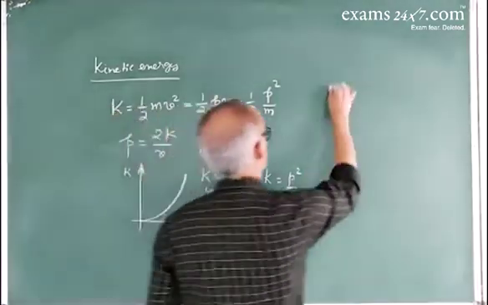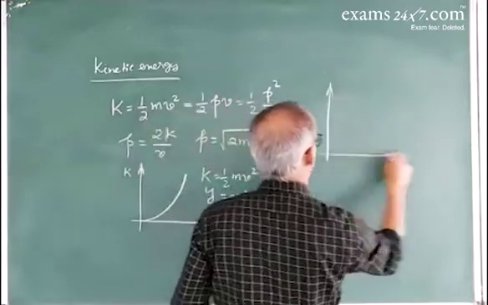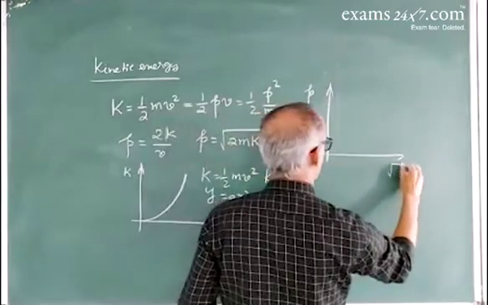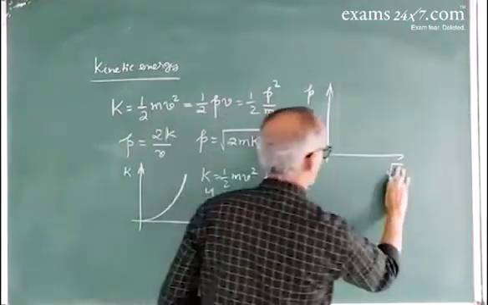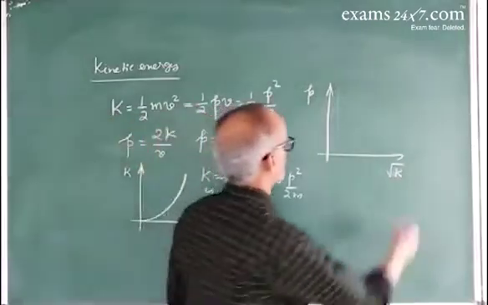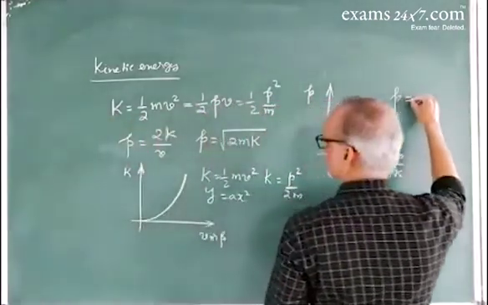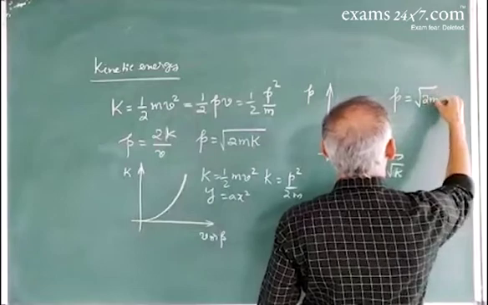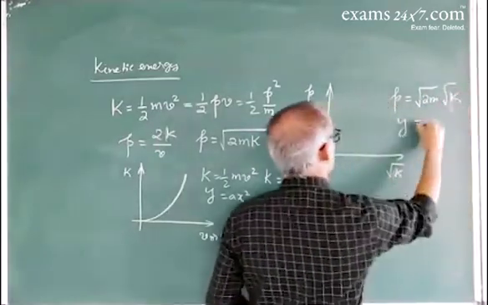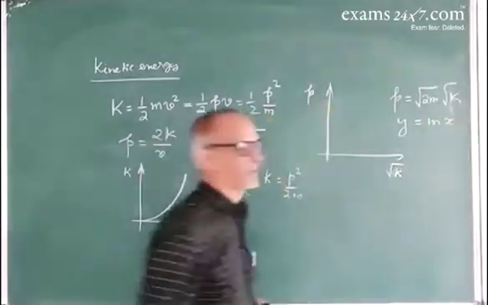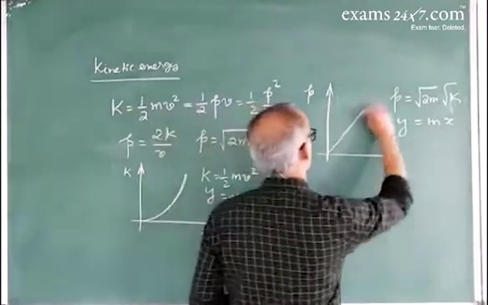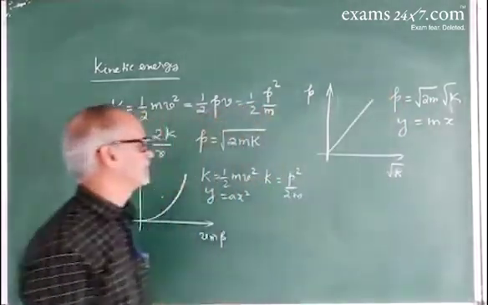Now, what is the nature of the graph for P versus root K? Here I can write P is equal to root 2m and then root K. That is, y is equal to mx format. So it is a straight line passing through the origin.